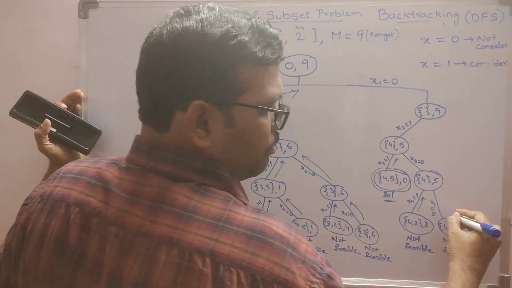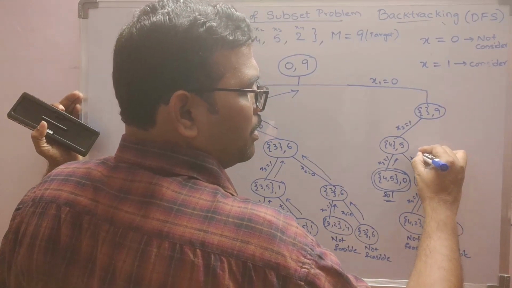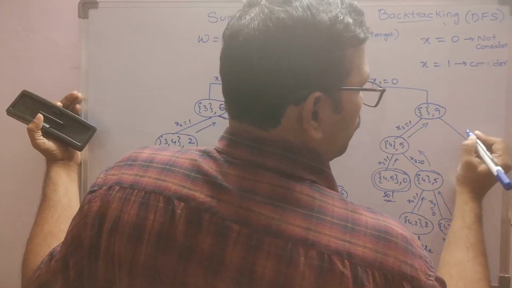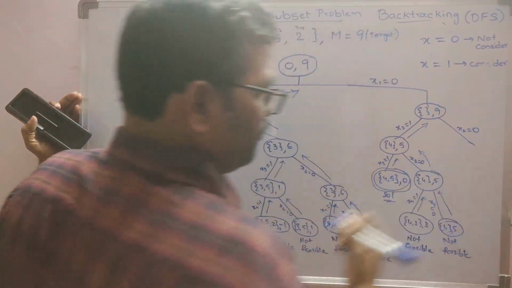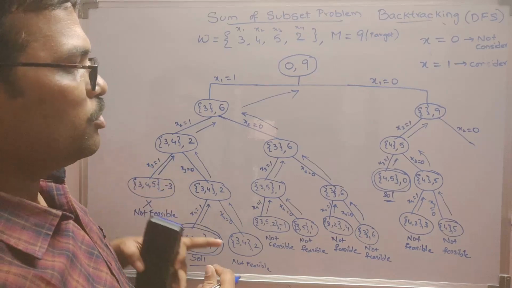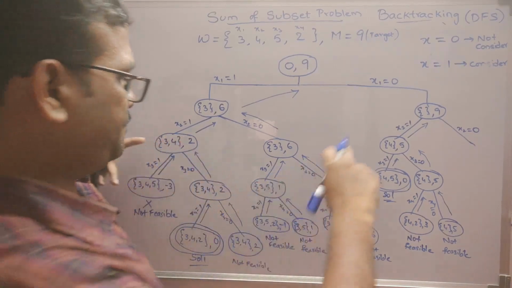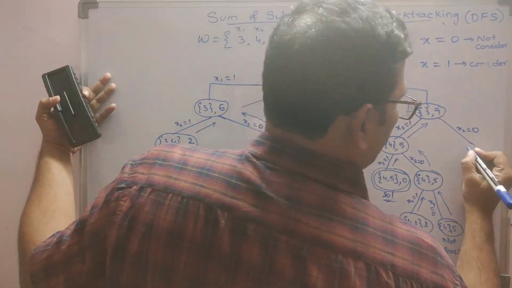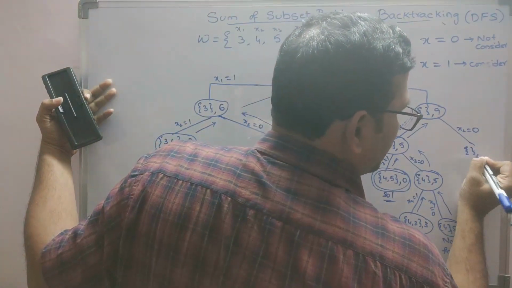Now again move backward, and here consider now x2 is equal to 0. x2 is equal to 0, right? Now what happens? Again an empty set with 9.